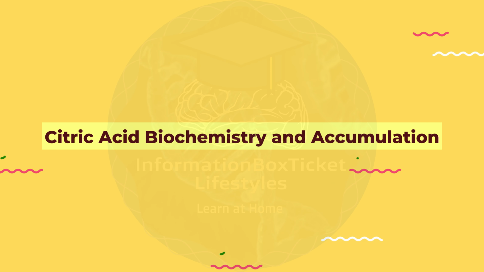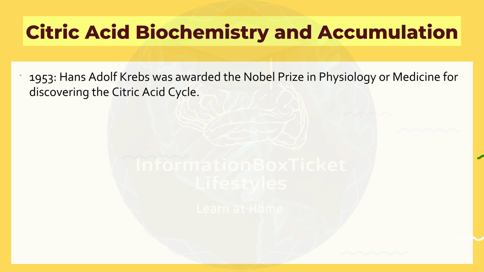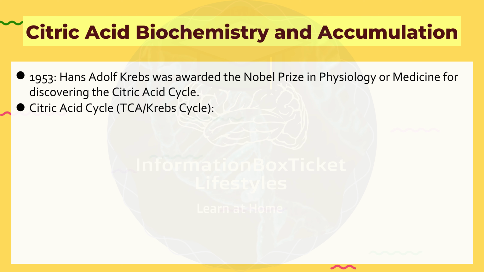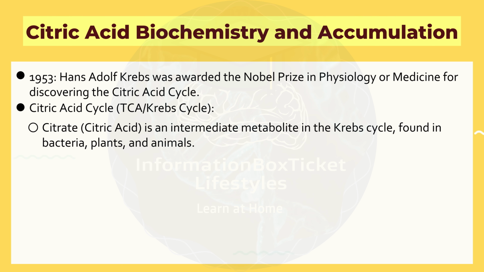Citric acid, biochemistry, and accumulation. 1953. Hans Adolf Krebs was awarded the Nobel Prize in Physiology or Medicine for discovering the citric acid cycle. Citric acid cycle, TCA, or Krebs cycle. Citrate, citric acid, is an intermediate metabolite in the Krebs cycle, found in bacteria, plants, and animals.